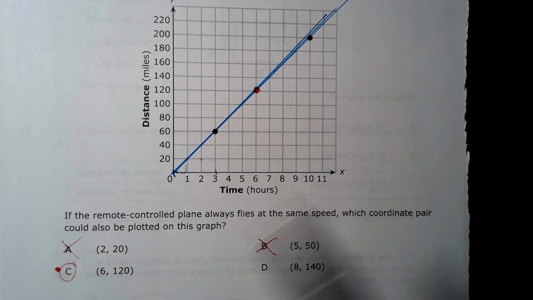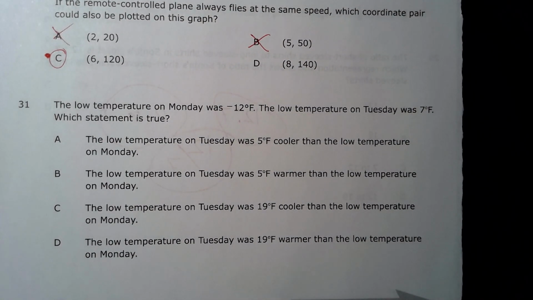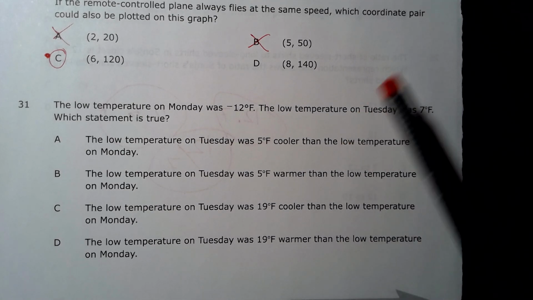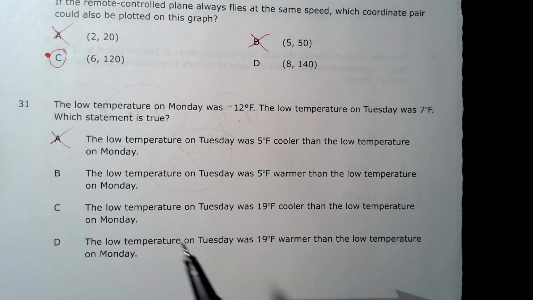Number 31. Oop, can't see it. Camera has to move. The low temperature for Monday was negative 12 degrees Fahrenheit. The low temperature for Tuesday was 7 degrees Fahrenheit. Which statement is true? For number 31, option A says that the low temperature on Tuesday was 5 degrees cooler than the temperature on Monday. That is completely wrong. Tuesday is not cooler than Monday at all, so that is bogus. B says the low temperature on Tuesday was 5 degrees warmer than the low temperature of Monday.